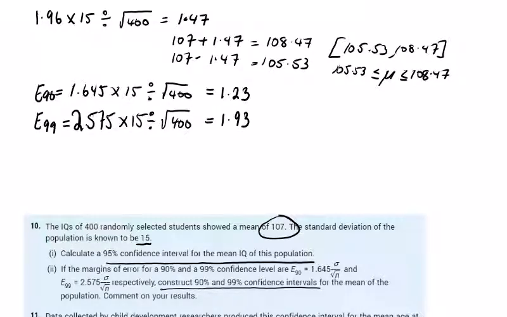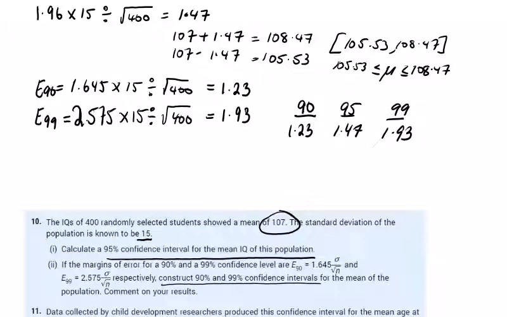So what's happening at 90? We have 1.23 as the plus or minus. At 95, we got 1.47. And at 99, it's increasing to 1.93. To comment on these results, I would say that the confidence interval gets wider the further we go along. The more confidence we have, we can be saying 99% confidence of this wider confidence interval, and obviously the narrower the interval gets, the less confident we get.